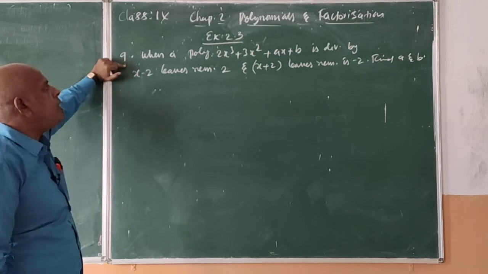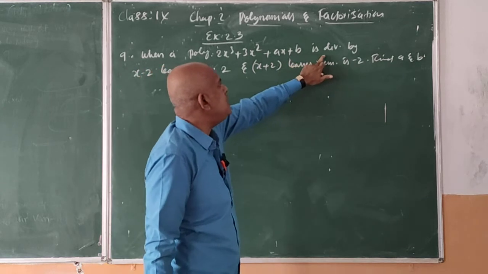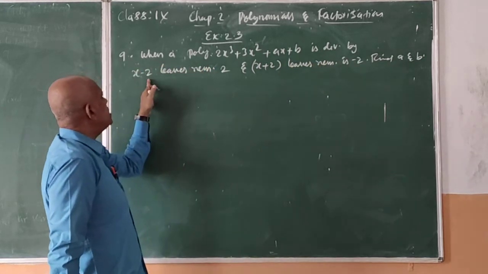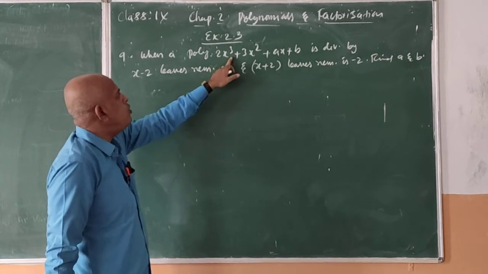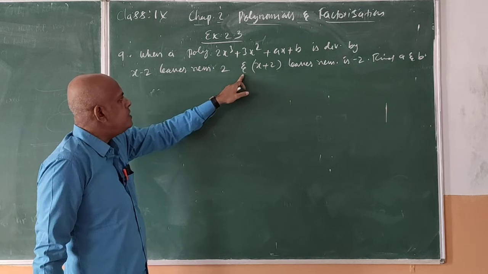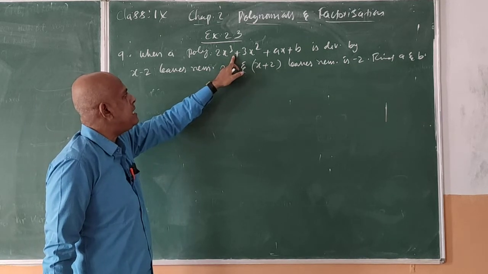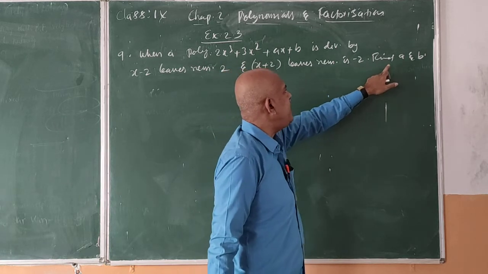Okay, so now a 9th class problem. When the polynomial 2x cube plus 3x square plus ax plus b is divided by the linear polynomial x minus 2, it leaves remainder 2. And the same polynomial, when divided by x plus 2, leaves remainder minus 2. Then find a and b.